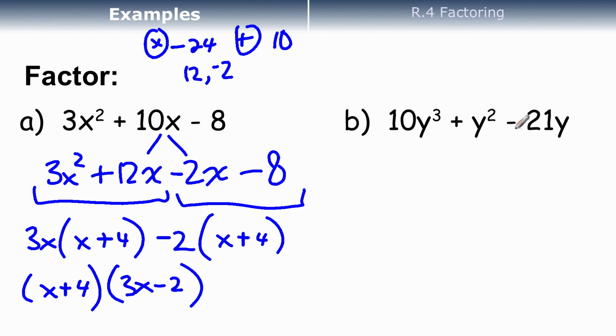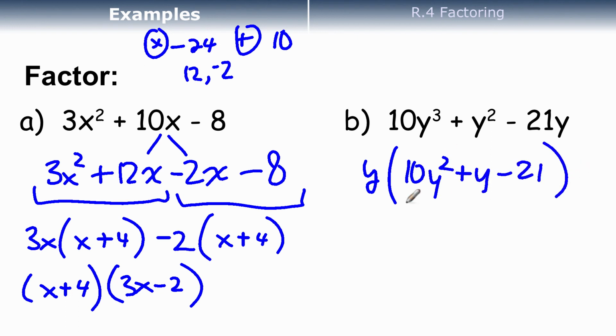Okay, let's try this one. Oh, I can factor y out. Let me factor y out first. Plus y minus 21. Now we'll do the same thing as I've been doing. Multiply 10 times that. Oh, great. Negative 210. So things that multiply to negative 210, and they add to a positive 1. Oh, great. What would that be?